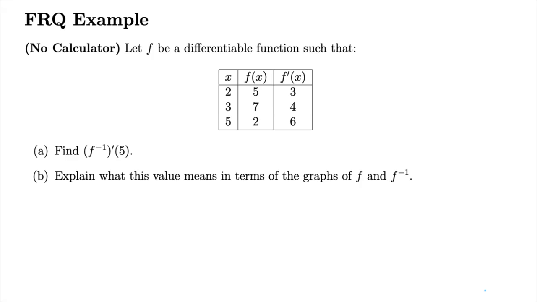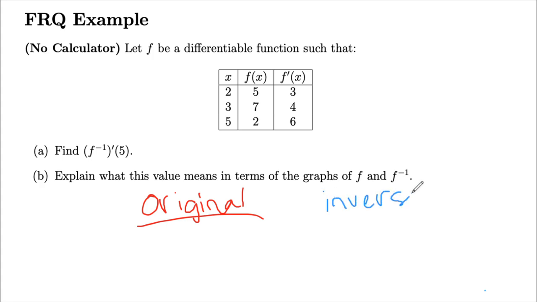Okay, now let's go ahead and take a look at an FRQ. So it says, let f be a differentiable function such that, and then it gives us this table of values. So for part A, we are asked to find the slope of the inverse function when the input value is 5. So again, let's go ahead and just set this up. So let's just set up our original values here, and let's set up our inverse values here. So again, the input of our inverse function is going to be 5, which makes that the output of our original function.